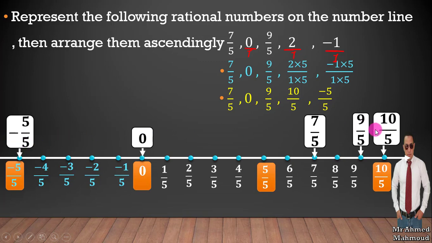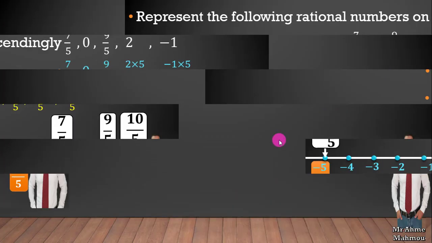Now the numbers, they are written in order: the least number negative 5 over 5, then 0, then 7 over 5, then 9 over 5, then 10 over 5. This order is ascending order, from smaller to greater. Okay, example 1.